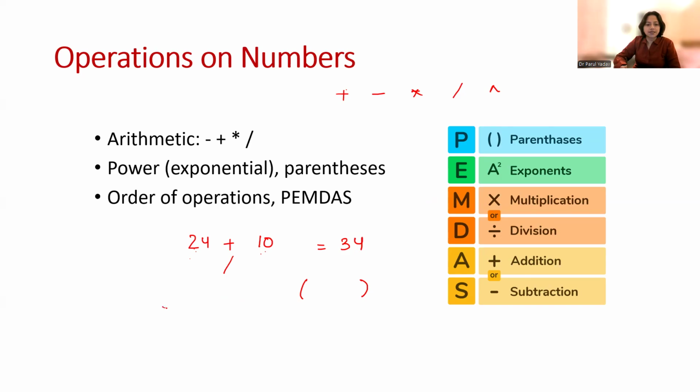expression? Suppose you have 24 into 10 minus 5, right? So what should be the ordering? Will you do subtraction first, or should we do multiplication first? We know that it's decided by PEMDAS, right? P stands for parenthesis. If we have parentheses in any expression, then it is of highest precedence.